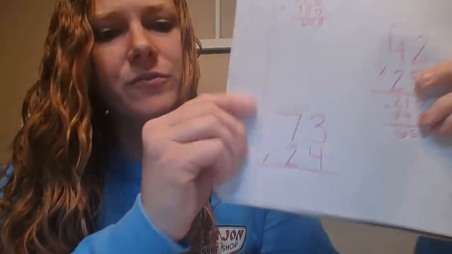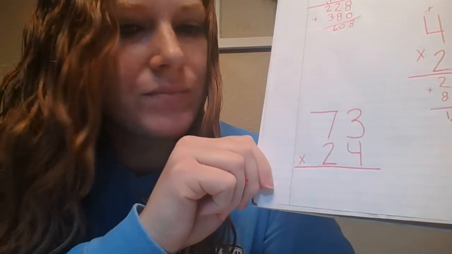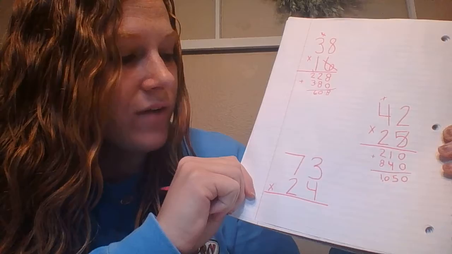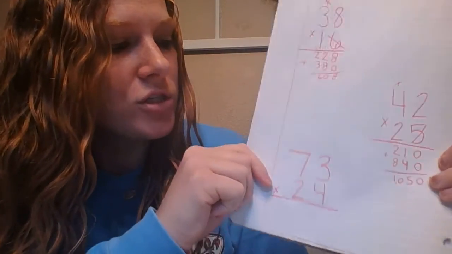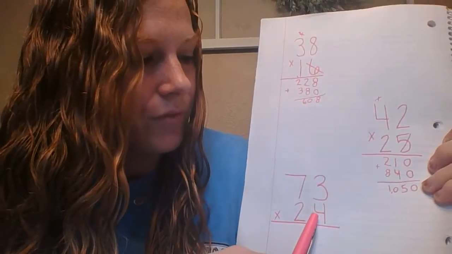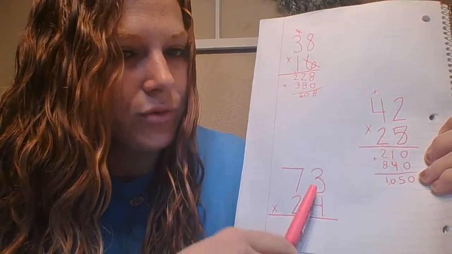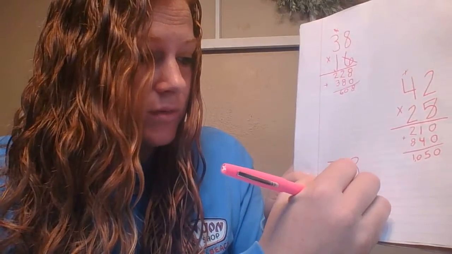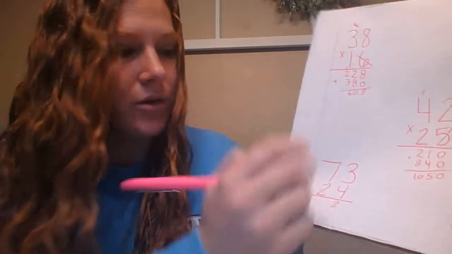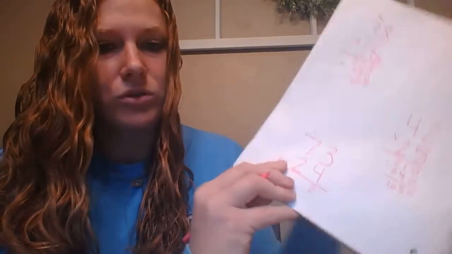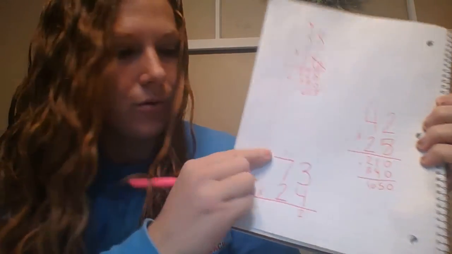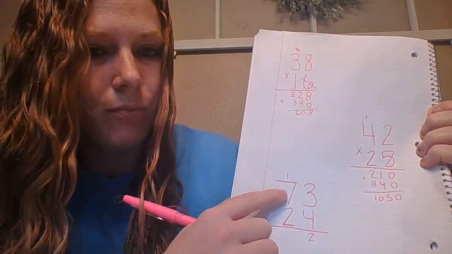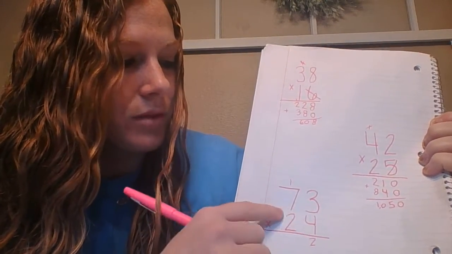And our final problem for today is 73 times 24, or 73 por 24. Our first two numbers that we're going to multiply together are 4 and 3, or 4 por 3, which is 12, or 12. So once again, we write the 2 here, and we carry the 1, or escribe 2 y escribe 1.